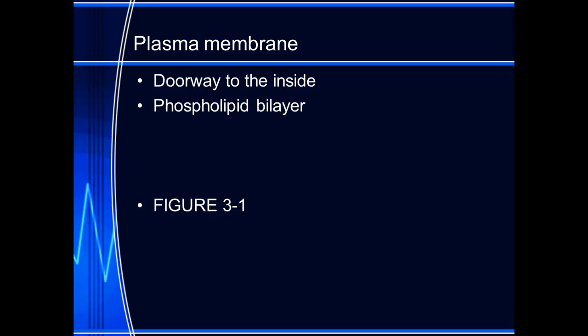So this plasma membrane around our cells is essential for those three factors. It's the doorway to the inside. It allows certain product in, certain product out. We're going to talk about the mechanisms of how those products move, and importantly, it marks it as self.